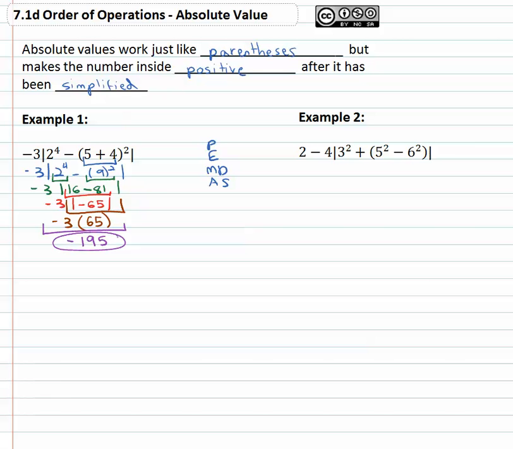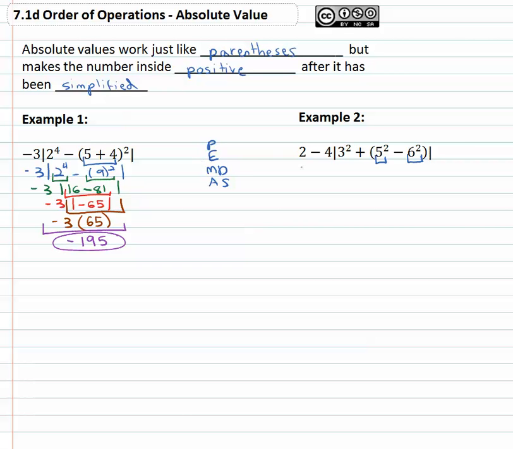Let's try another example where there's an absolute value in the problem, and we need to do what's inside the absolute value first and then make it positive to continue simplifying. In example 2, we see that there is an absolute value, and inside that absolute value are parentheses, and inside that parentheses are some exponents. So let's do the exponents.